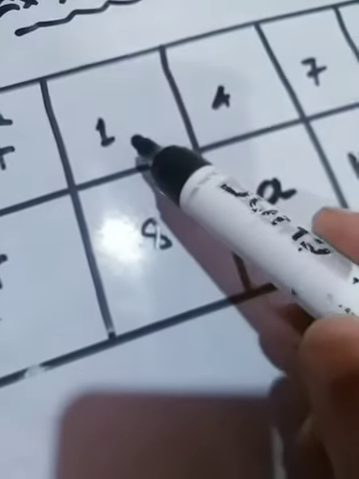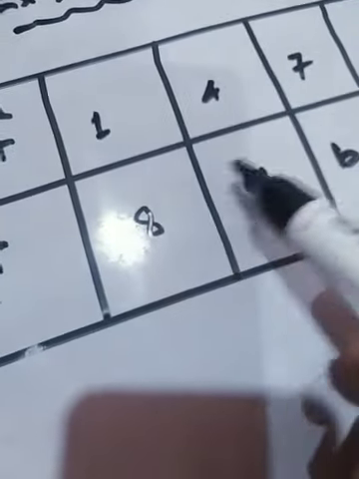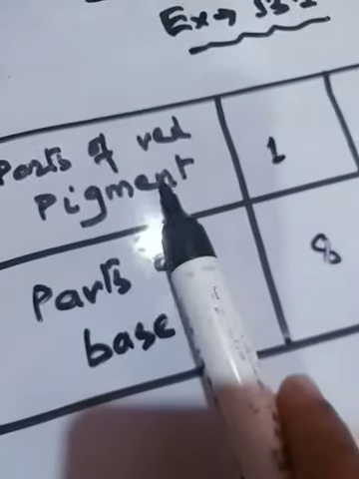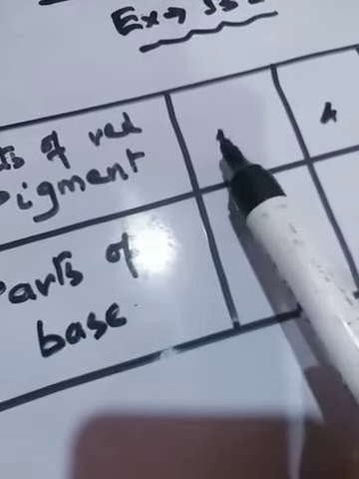See, when I'm concentrating on A, I will not look at all these other parts. We'll only concentrate on these four parts. Now how do we come to a conclusion whether it is an inverse proportion or a direct proportion? What is the first thing written in the box? Parts of red pigment and parts of base. In the first data it is 1, and the second data for parts of red pigment is 4. So it is increasing, isn't it?